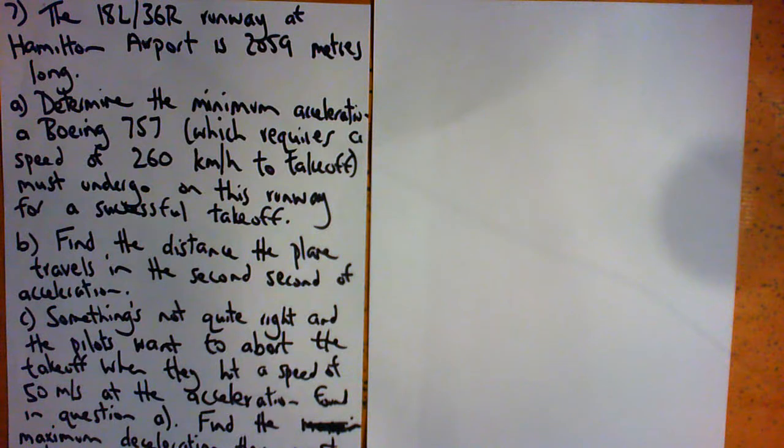Kinematics question 7. The 18L36R runway at Hamilton Airport is 2,059 metres long. Part A. Determine the minimum acceleration a Boeing 757, which requires a speed of 260 km per hour to take off, must undergo on this runway for a successful takeoff.